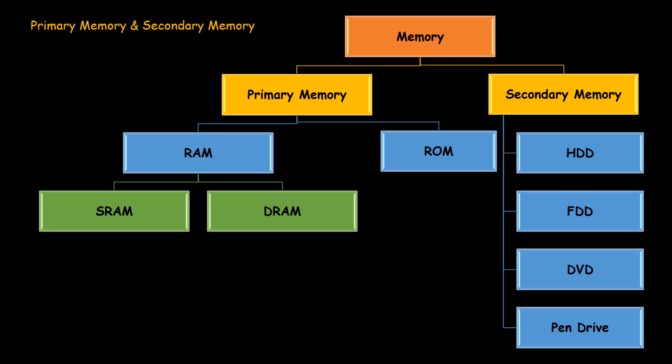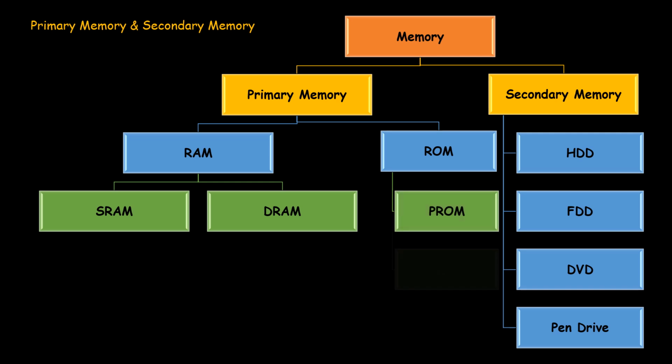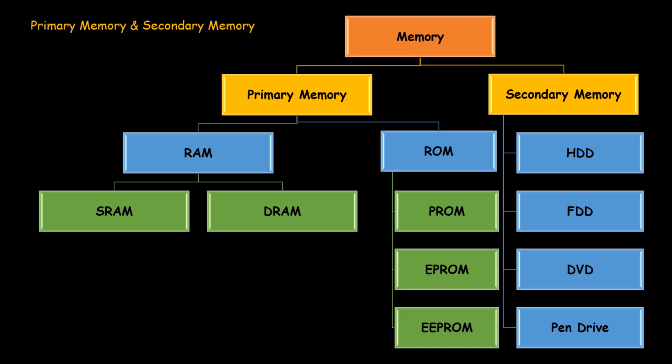There are different types of ROMs. The first is PROM. It can be written once but not changed. EPROM, that is erasable programmable ROM, can be erased with UV light and rewritten. And the third type is EEPROM, that is electrically erasable programmable ROM, which can be erased and rewritten using electrical signals, making it easier to update.